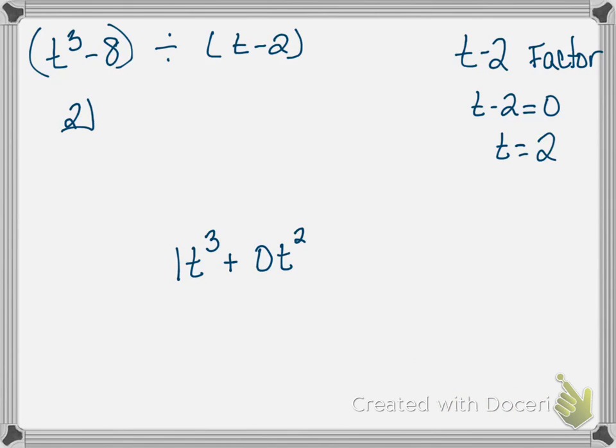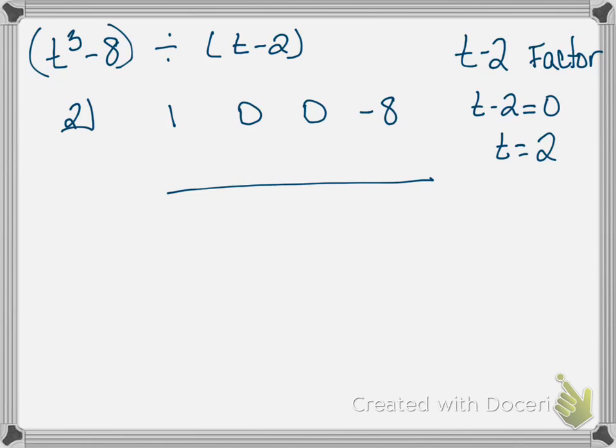Do I have a t to the first? No. So I also have to put a 0 t to the first. Do I have a constant? Okay, good. It's negative 8. So I put that right there. For my coefficients, I have a 1, a 0, a 0, and a negative 8. I had to account for t squared and t to the first, even though I had t to the third minus 8.